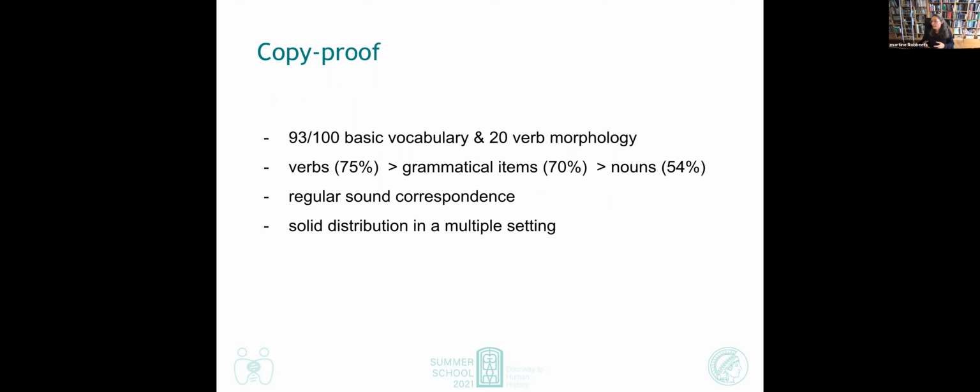We know that if languages borrow from each other, it is easier to borrow nouns than verbs, and it is easier to borrow words, lexicon, than it is to borrow grammar. And yet here, the hierarchy is opposite. So this also contradicts borrowing. Then we find the regularity and the complexity of sound correspondence. And we also pointed to the solid distribution in a multiple setting.